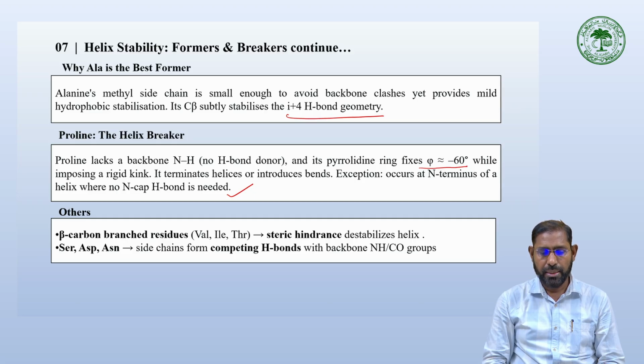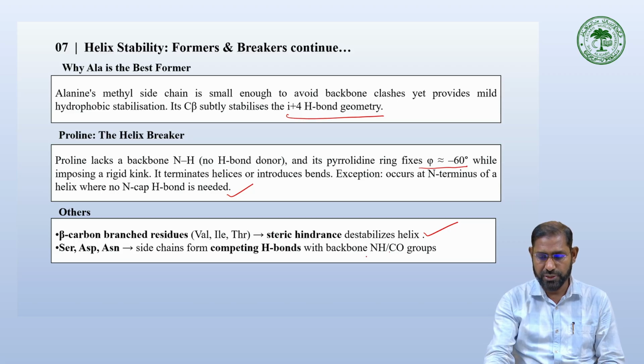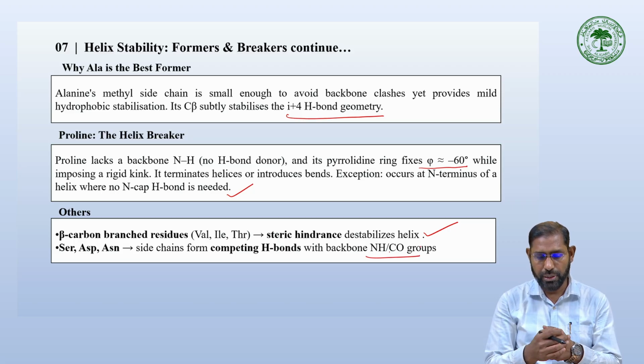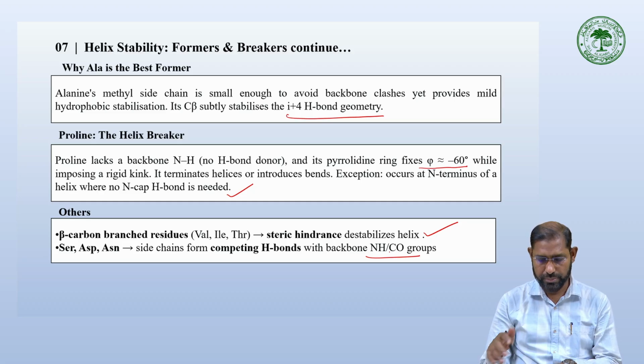Another example is beta carbon branched residues like valine, isoleucine, and threonine. These are beta carbon branched residues. They have steric hindrance and destabilize the helix. And serine, aspartic acid, and asparagine side chains form competing hydrogen bonds with the backbone NH and CO groups. So they give more competing hydrogen bonds with the NH and CO groups.